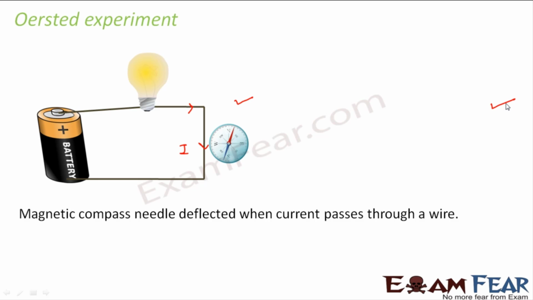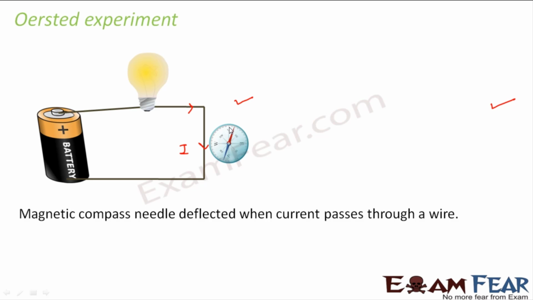Again, he observed that as he varied the amount of current through this circuit, when he increased the amount of current through the circuit, the deflection increased. Similarly, when he decreased the amount of current in the circuit, the deflection decreased. So he observed that the deflection of the magnetic needle was dependent on two things. One is the amount of current flowing through the circuit, and the second was the distance of the needle from this current carrying circuit.